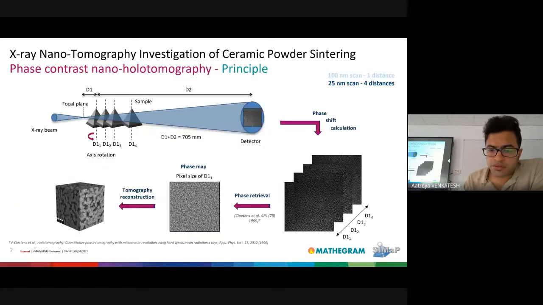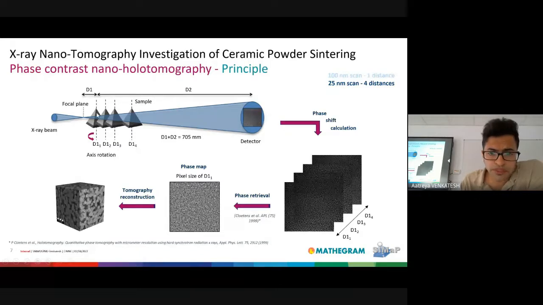Now, quickly to explain the principle behind all these in brief, I'm assuming that you would be familiar with the tomography principle in general, the conventional tomography, which uses the ability of X-rays, say, to penetrate into objects and offer us 3D information. Rather than the conventional tomography, in this case here, we use a slightly tweaked phase-sensitive nano-holotomography approach. The experimental setup looks like this. A four-distance formula is used.